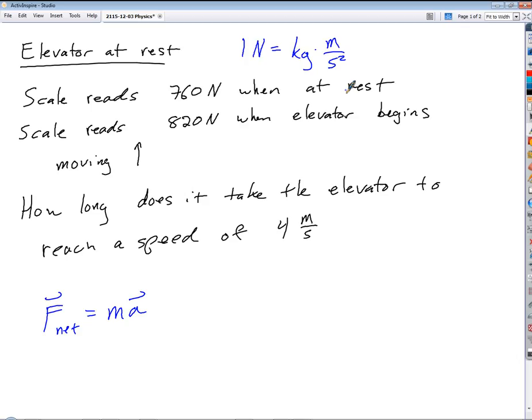Okay, all right, so if the scale reads 760 newtons when the elevator's at rest, something changes when the elevator begins moving upward. It was at rest and it starts moving upward, so it must be accelerating. It's accelerating upward. Now the scale reads 820 newtons. Okay, so talk to me about that a little bit. Is that scale measuring weight? What does the scale really measure?